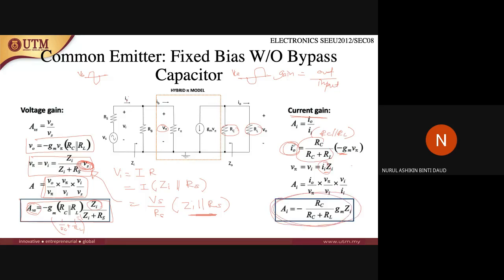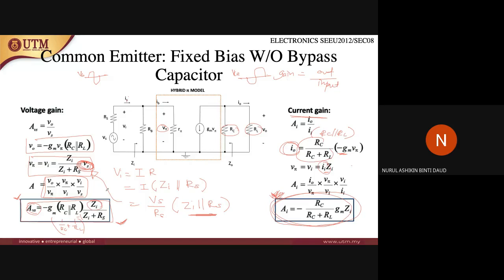So after this, try to solve. Either you will get the current gain or the voltage gain, if you want to know how the formula is solved. If not, you can always remember. If you want to remember this step, also okay. But it's better for you to find out how to solve this formula, so that it's easier for you to understand and remember.